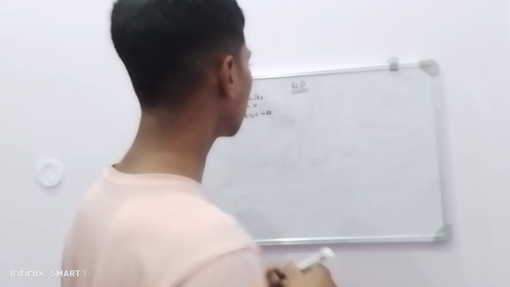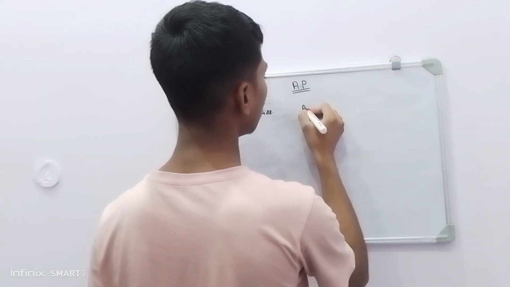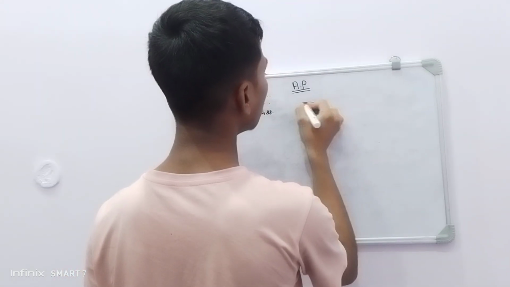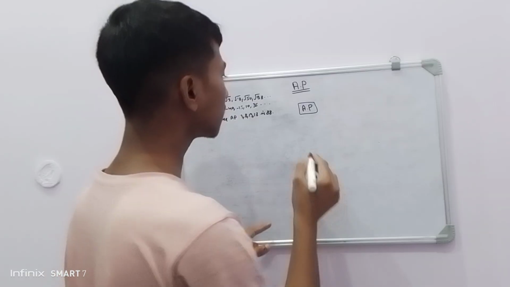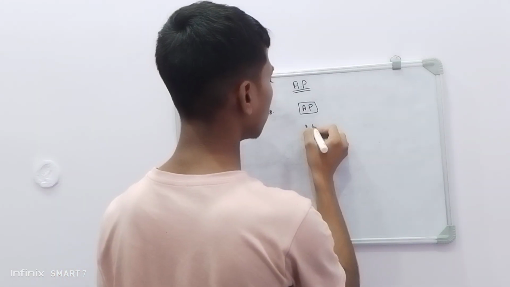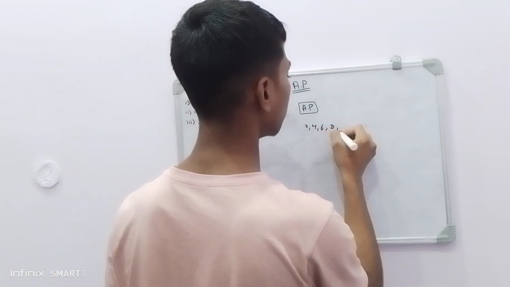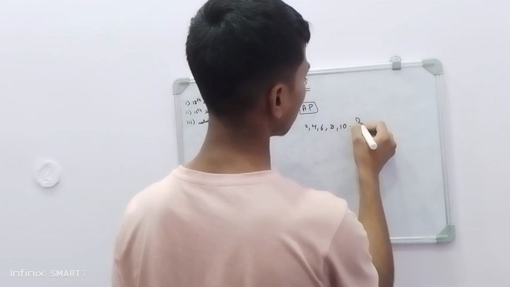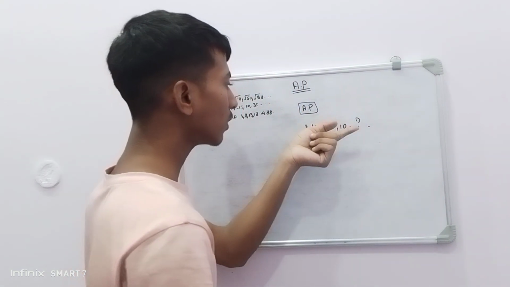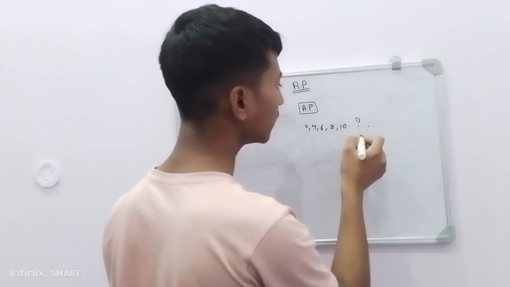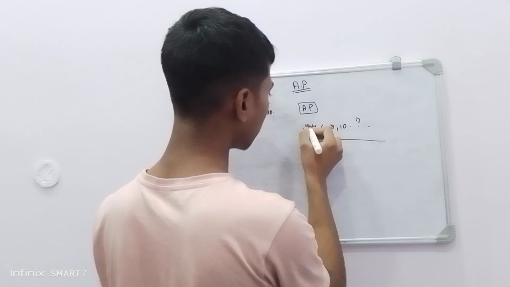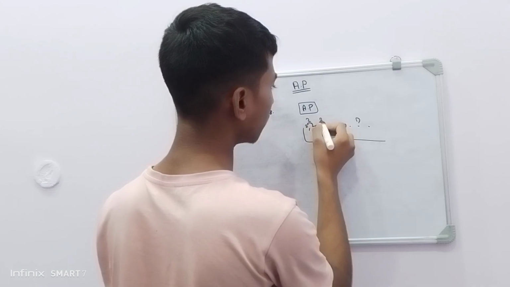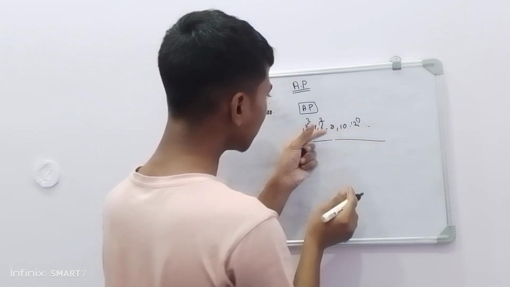First of all, AP means arithmetic progression. What is the meaning of arithmetic progression? For this you have to understand the meaning of a sequence. Suppose I have written the numbers 2, 4, 6, 8, 10. What is the next number? If you are able to tell what comes after 10, then it is a sequence. You can see there is a gap of 2 between all the numbers, so the next will be 12. So it is a sequence.